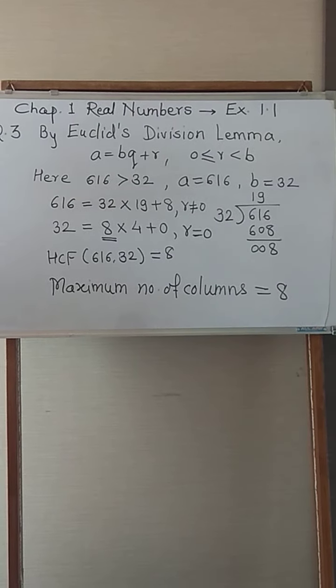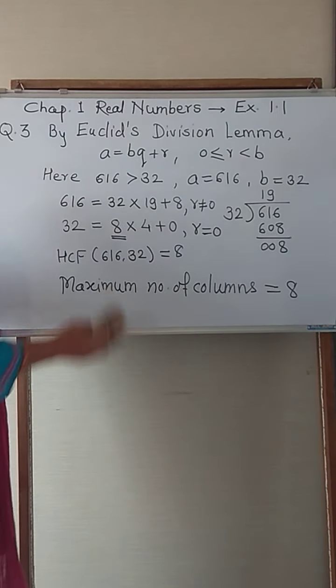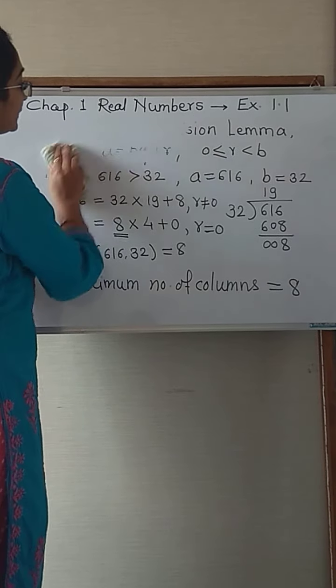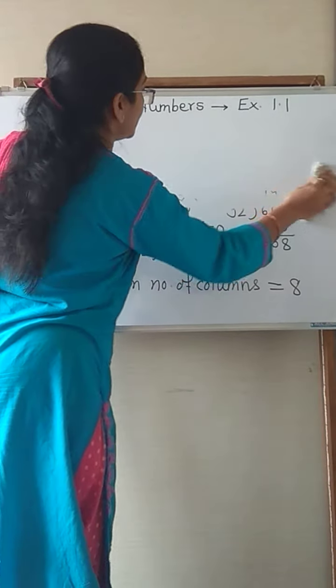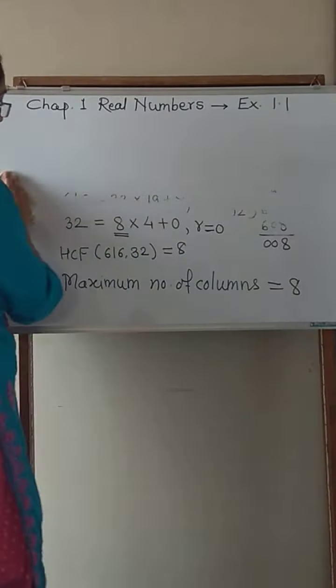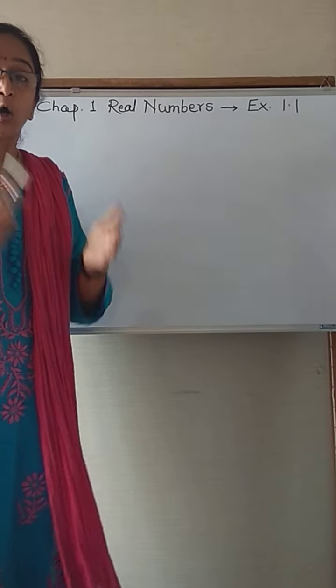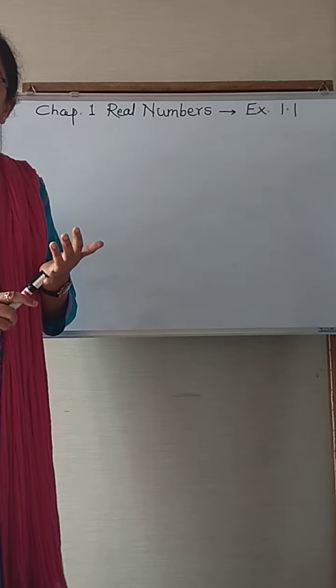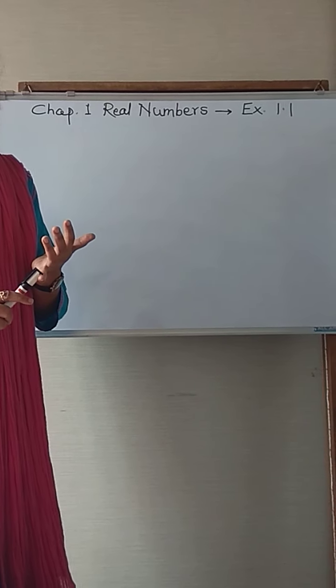Now we can start the second question, that is question number 2 from exercise 1.1. Now for this question number 2, this is a little bit different pattern which is based on Euclid's division lemma. The question is like this: show that any positive odd integer is of the form 2q + 1, and any positive even integer is of the form 2q.